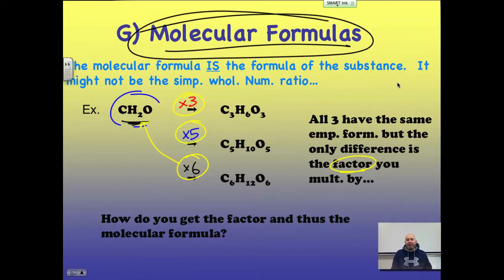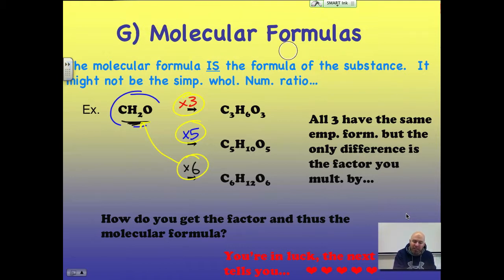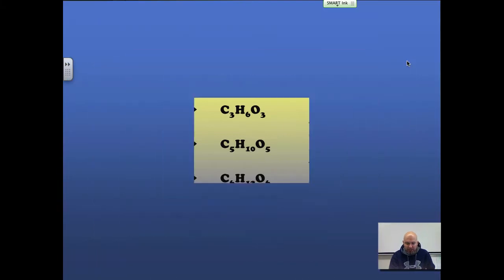Now, how do you get that factor and thus the molecular formula? Again, I apologize for the lasers, but you're in luck. The next slide is going to tell you how we determine that molecular formula. Okay? So let's take a look at that.